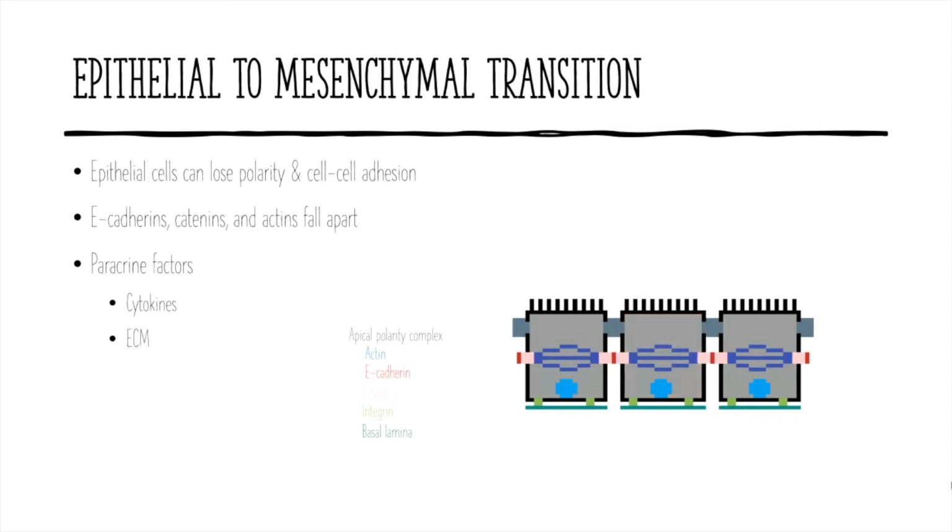Normally, during epithelial to mesenchymal transition, the epithelial cells that are located just behind the basal lamina can lose their polarity and their cell-to-cell adhesion. More specifically, with the absence of the apical polarity complex, the E-cadherins, catenins, and actins that hold these cells together fall apart due to signals from paracrine factors like cytokines and ECM.